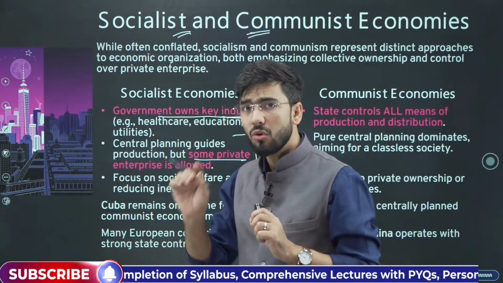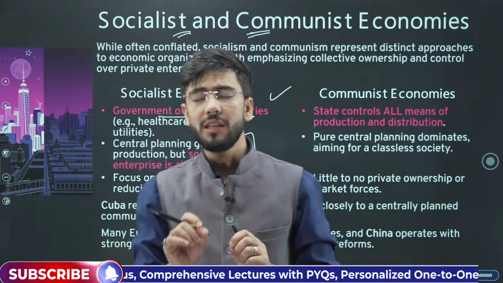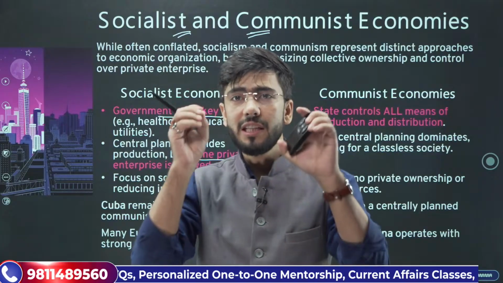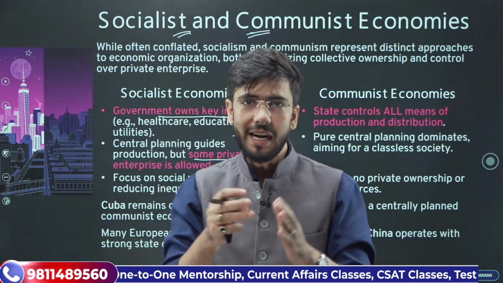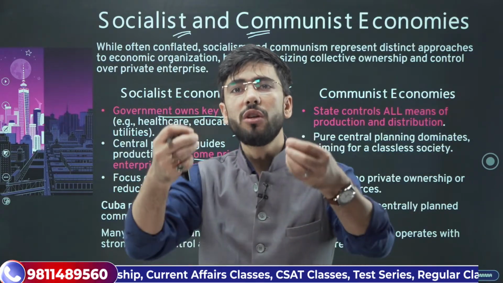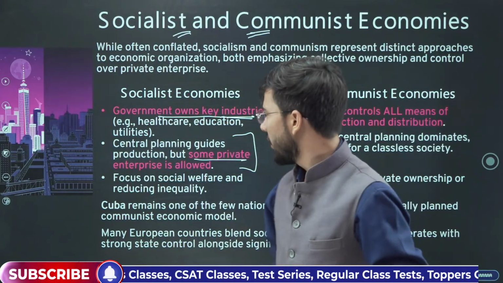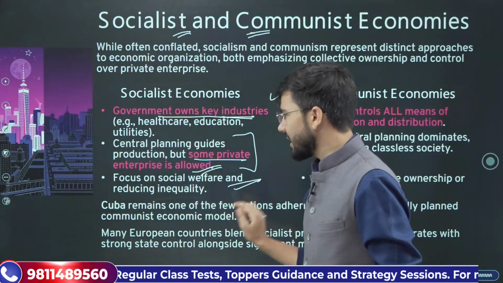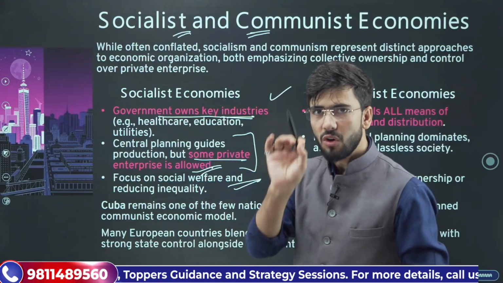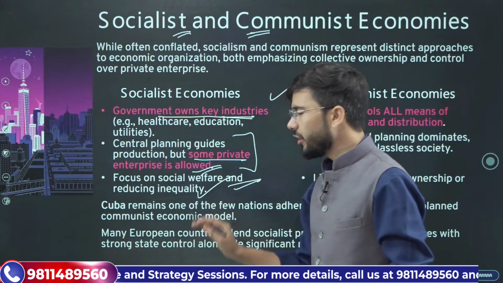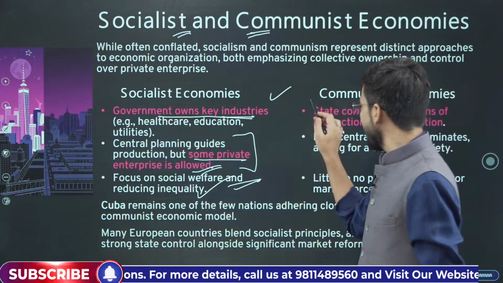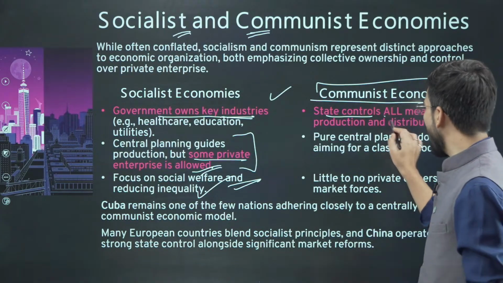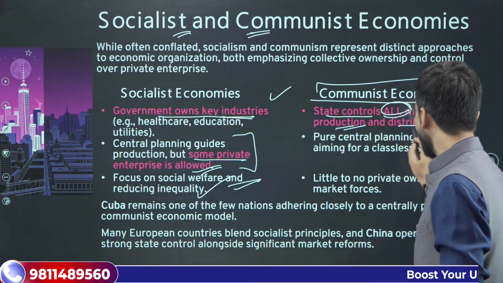And you will be amazed by this, that till 1991 we also followed this planned economy structure, in which the government was setting the 5-year plans and the agenda of what we were going to produce for the future. Now understood, some private enterprises are allowed, but yes, the government's entire focus will be on social welfare and reducing inequality. Again, in communist economies, there will be total state control over all the means of production and distribution.